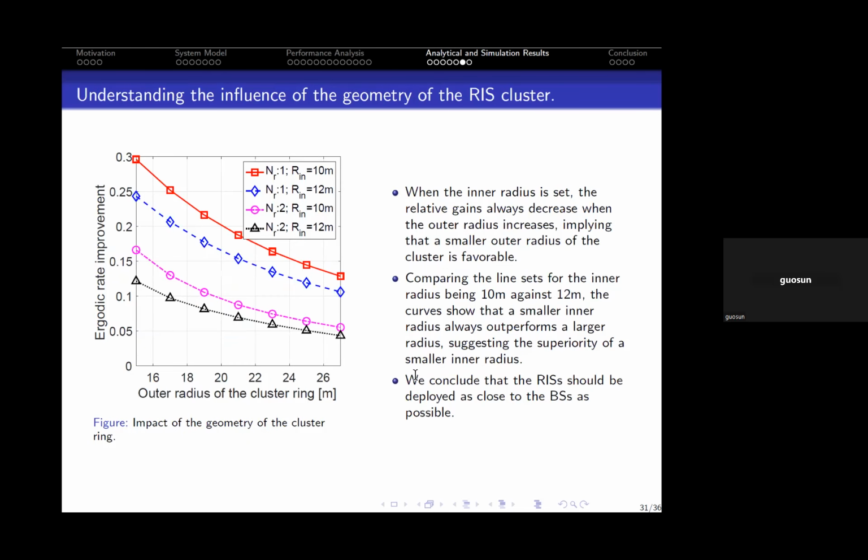Then we also do some investigation to understand the influence of the geometry of the RIS cluster. Recall we say the RIS is randomly distributed around the base station. But we finally find out that the RIS should be deployed as close as possible to the base station because the reflected path is made of 2 legs. Each leg has severe path loss. So here we have some comparison to say that if the outer radius is larger, the performance becomes worse, or if the inner radius is larger, the performance is worse. So the takeaway is the RIS should be deployed as close as possible to the base station. Perhaps the final result would be massive MIMO, where some of the antennas perform beamforming, actively sending signals.